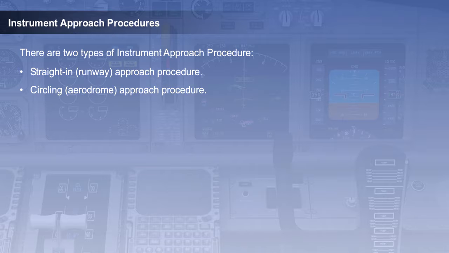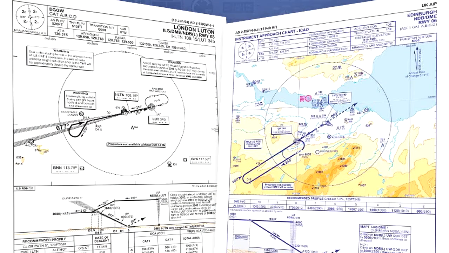There are two types of instrument procedure, and they are defined by the type of guidance that is provided to them. These are the straight-in runway approach and the circling aerodrome approach. The type of approach is based upon the sighting of the navigation aids, either at the aerodrome, as is the case with the straight-in approach, or away from the aerodrome, as is generally the case for the circling approach. These approaches can be further subdivided into precision and non-precision approaches, to which we will now turn our attention.